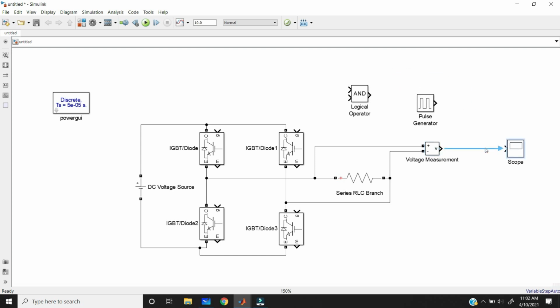That's it. If you want to measure the input also, take the voltage measurement to the input. Here you can measure the input voltage. That's it. Give it to the scope. Here you can see how the input will be.